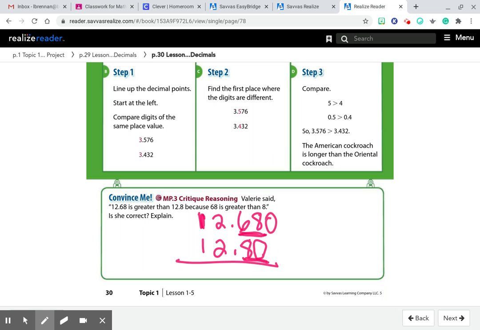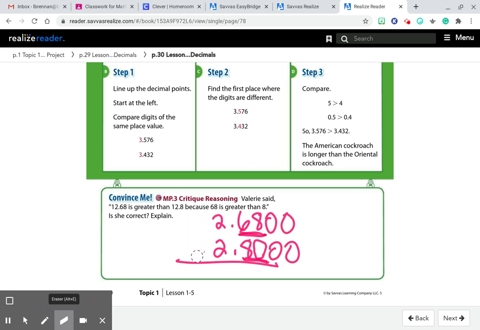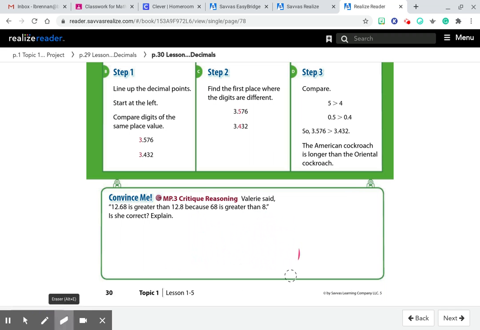And remember, we can add zeros to the end of decimals, and they do not change the value of the decimal, but it will help us visualize which one's greater or less than. So it's a really good idea to do that. It's a good idea to write them on top of each other, so you realize it's not just a digit, it's a place value. It's very important to realize that.